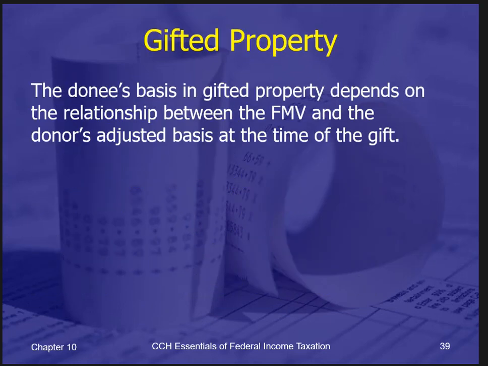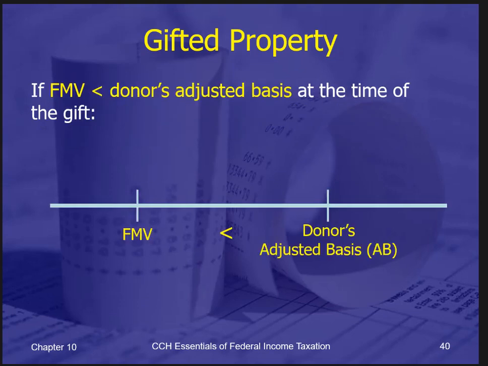Gifted property depends on the fair value at the time of the gift and the adjusted basis. All right, so here's our fair value. It's less than our donor basis. Thus, our first consideration is that the fair value on the date of gift is lower than the donor's basis. The donor is the person who's giving the gift, so whatever their basis is when they owned it, before they gave it.